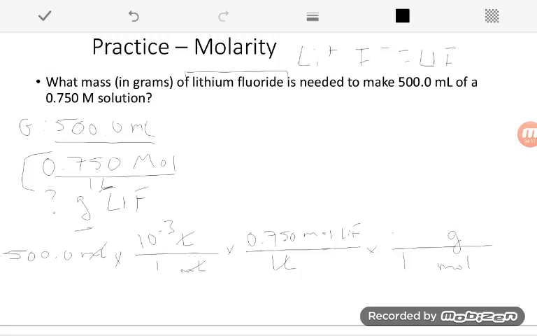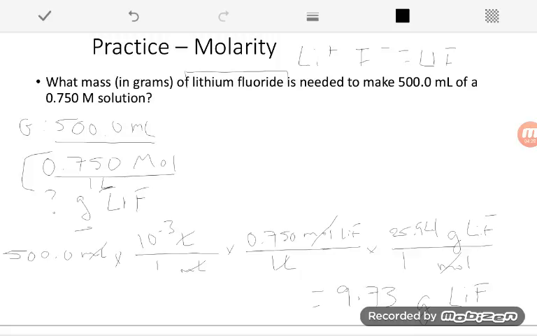For every 1 mole, it is 25.94 grams for lithium fluoride. So that means my moles will cancel. I'll end up with grams of lithium fluoride. Do the math. I get 9.73 grams.